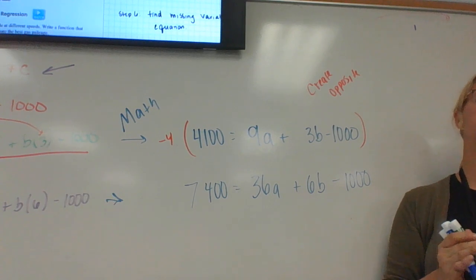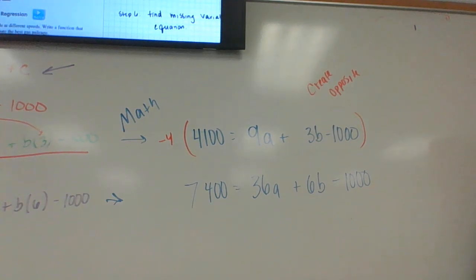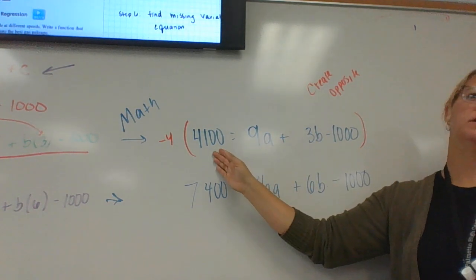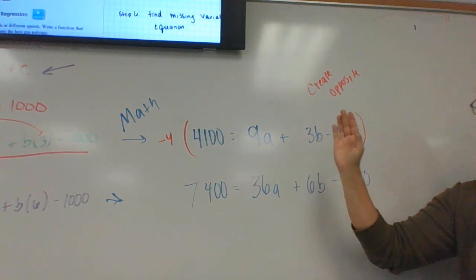I'm glad you did that. You can subtract 4100, right? No, we don't want a 0 here. So if you're going to do anything, add 1,000 over.